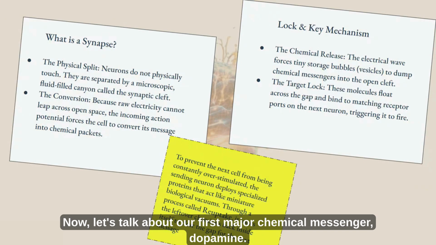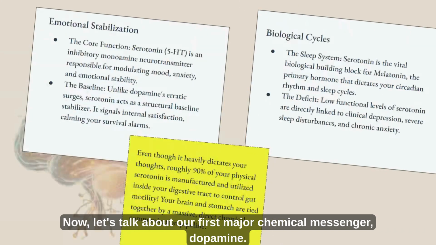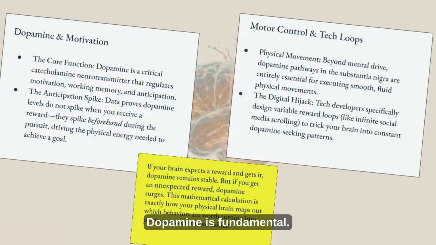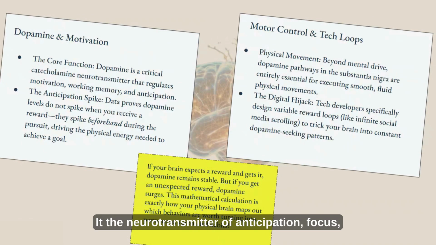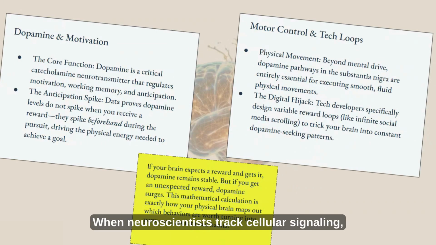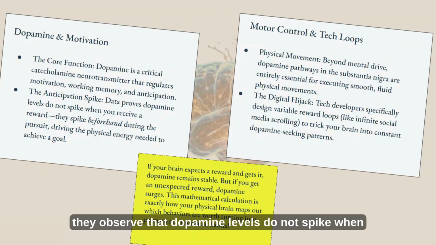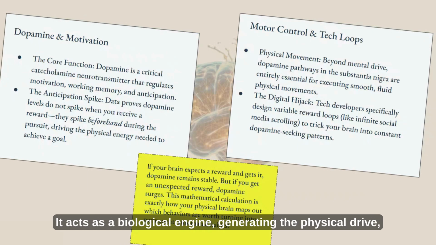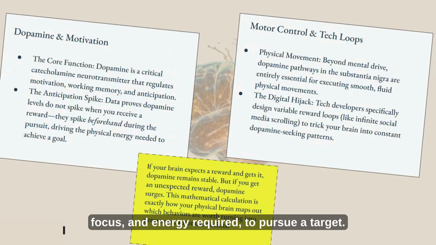Now, let's talk about our first major chemical messenger, dopamine. Dopamine is fundamentally the neurotransmitter of anticipation, focus, and physical motivation. When neuroscientists track cellular signaling, they observe that dopamine levels do not spike when a subject experiences a rewarding stimulus. Instead, the chemical surges in anticipation of the reward. It acts as a biological engine, generating the physical drive, focus, and energy required to pursue a target.